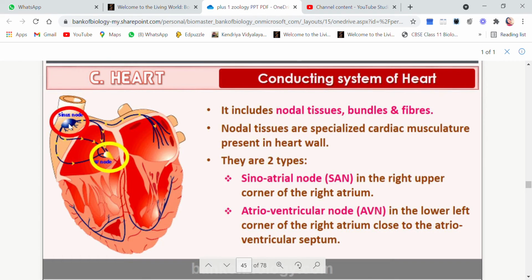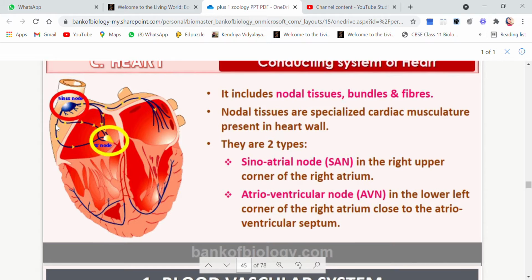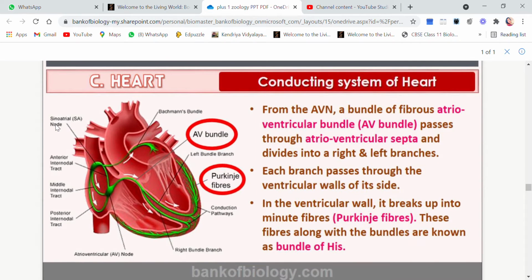So both of them are present in the right atrium, but their locations are different. AVN is close to the atrioventricular septum. This is the atrioventricular septum, the septum which is separating atrium and ventricle. So close to the atrioventricular septum, this is AVN, and here it is SAN. Both of them are nodal tissues. Now, from the AVN, a bundle of fibers called the atrioventricular bundle or AV bundle passes through the atrioventricular septum and divides into right and left branches.